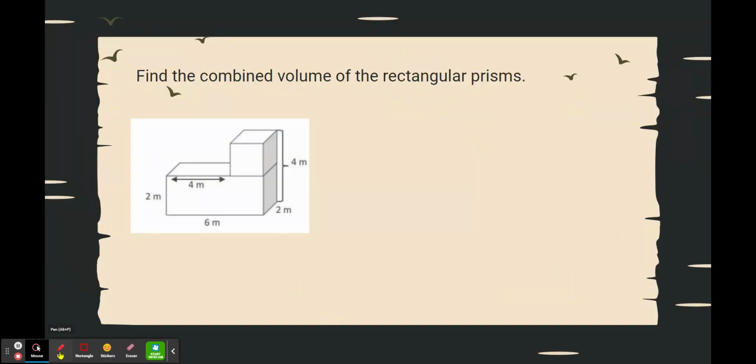All right. Now, here's our problem for today. We need to find the combined volume of the rectangular prisms. Over here we have two rectangular prisms stacked on top of each other, and we need to find the combined volume. To find the volume of a rectangular prism, we need to take the height and multiply that times the length times the width.